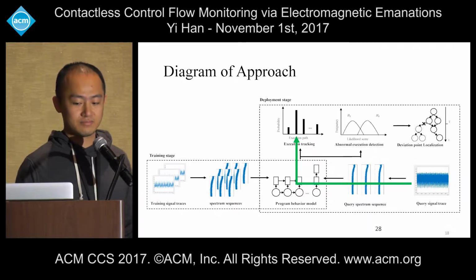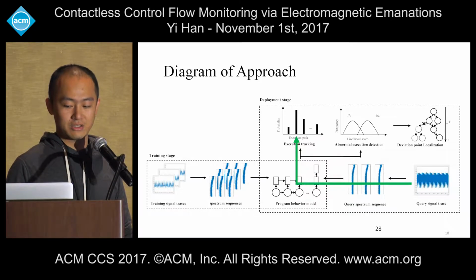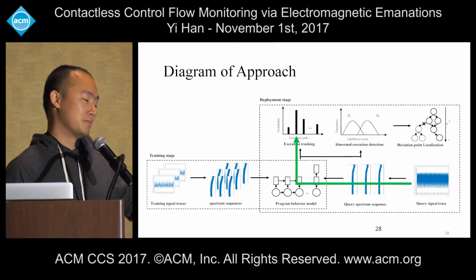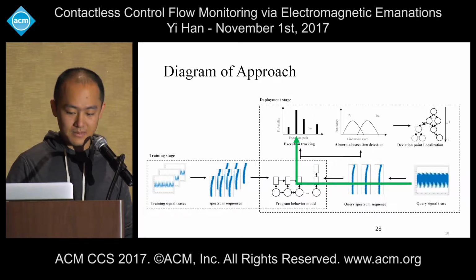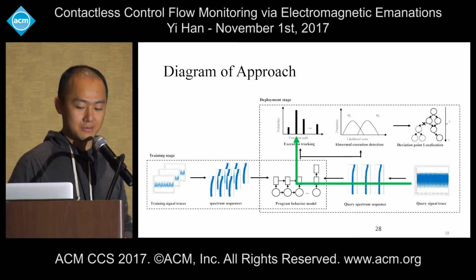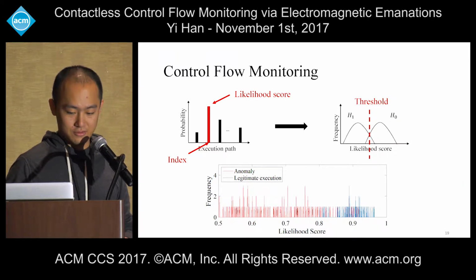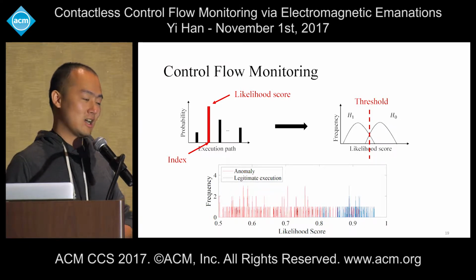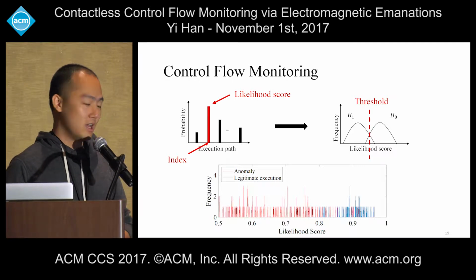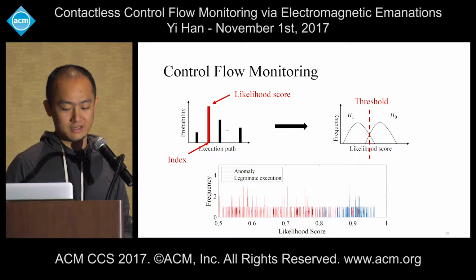And then we go to the signal system deployment stage, where we collect the query signals, process them, and match them with our models to output a probability distribution. So we have the probability distribution here. To track the execution of the program, we treat the index of the largest probability to be the current control flow that the current execution is taking. And the value of it we view as the likelihood score. Here is some data we collected, the result of the likelihood scores.